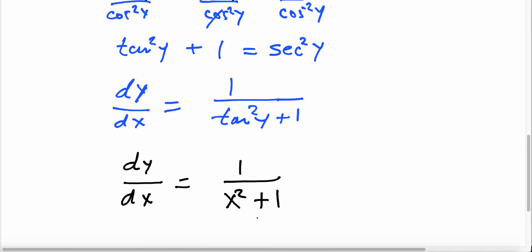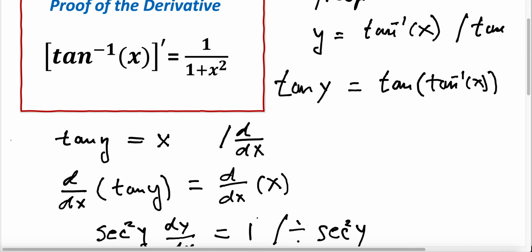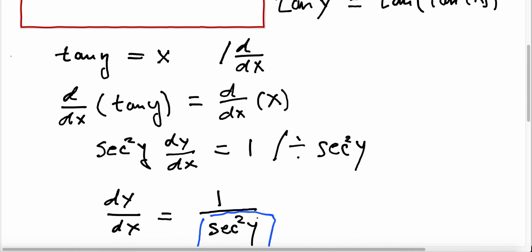So we already proved this: the derivative of inverse tangent x is equal to 1 over 1 plus x squared.